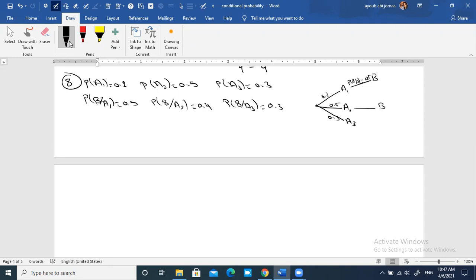B is 0.4, and here B is 0.3. Of course here you have to understand that this is probability of B given that A1, B given that A2, and here B given that A3. Okay, part A.